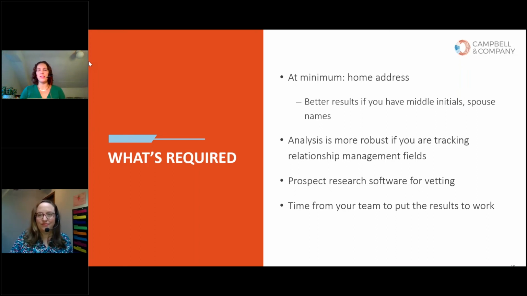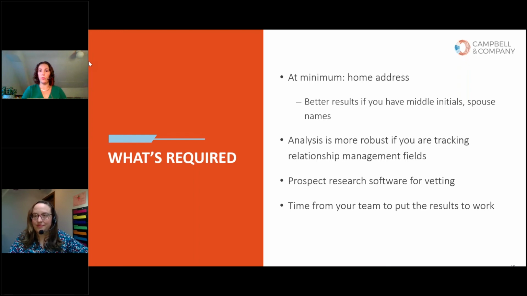Let me quickly go back to what is required if you want to do the exercise we described or a version of it that you work through with your own teams. So at a minimum, to do the wealth screening, you do need a home address. Home address, not business address. You won't get a good finding if you just have business addresses. So certainly working to collect as many home addresses from your folks as you can. These vendors do offer append services if this is not something that you have, or if you think you need to update your home addresses. So would encourage you to talk with your vendor of choice about their offerings there.